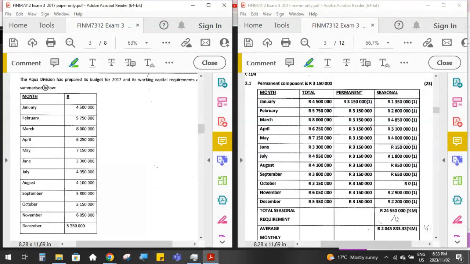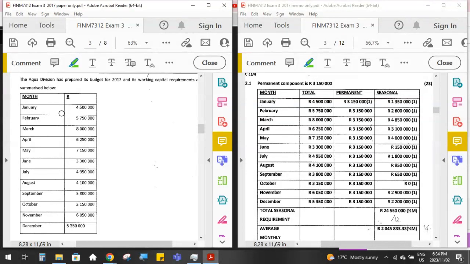So we've got the Aqua Division has prepared its budget for 2017 and its working capital requirements are summarized below. So this is kind of what happens in a company that is very seasonal. They've got different working capital requirements for different months throughout the year. In other words, their inventory levels can fluctuate quite widely, as well as maybe their payables and their receivables, etc. Okay, so this is what would happen.